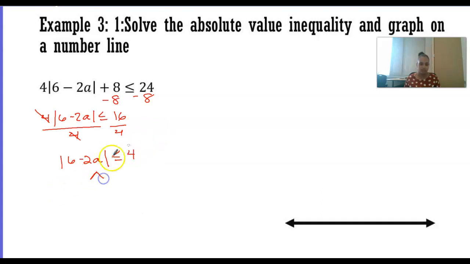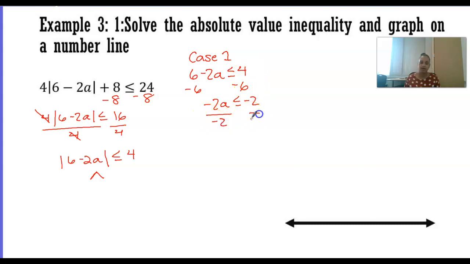Let's take our two cases. For case 1, the positive case, 6 minus 2a is less than or equal to 4. So solve it. Move the 6. Move your constant before you divide, so that's -2. Look at what I'm doing here. I'm dividing by a negative, so don't forget to flip that sign.